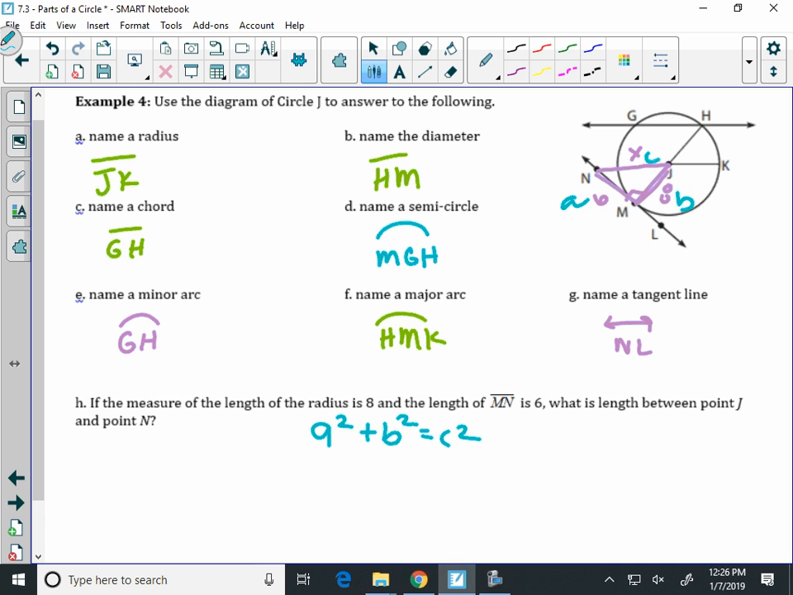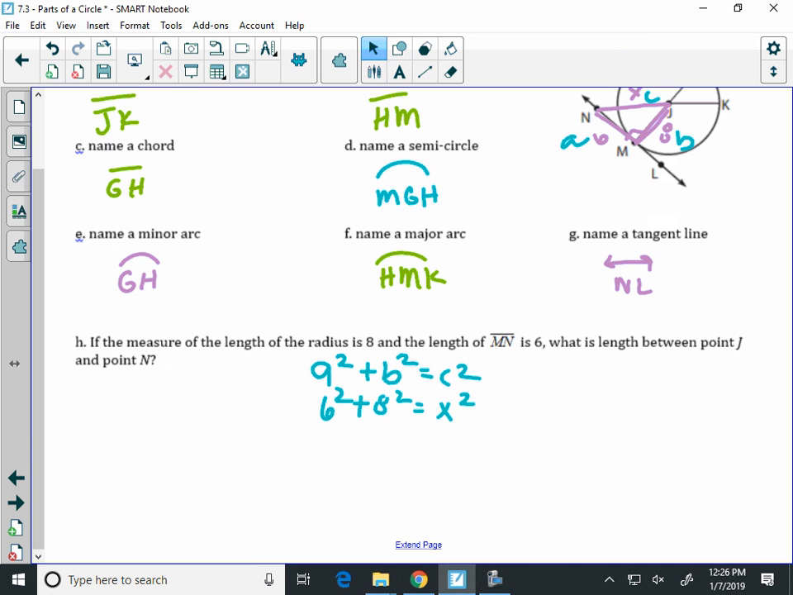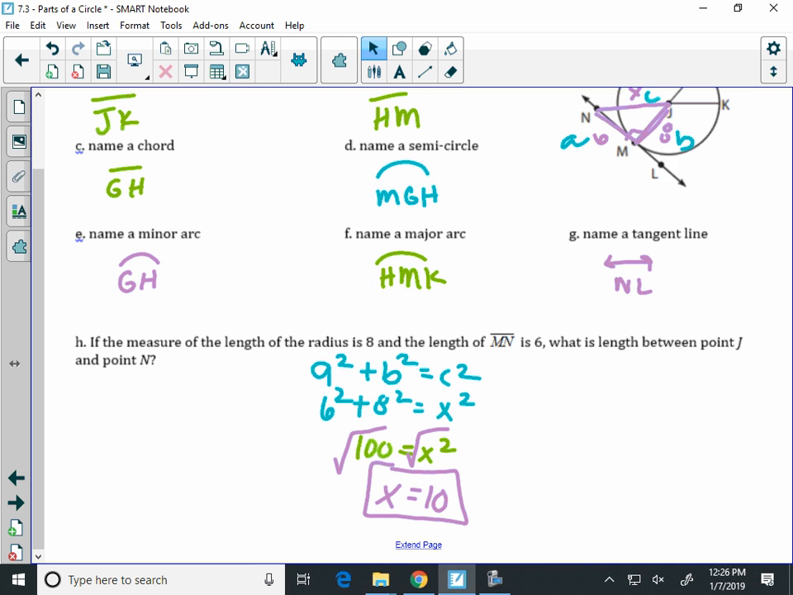So we plug it in, we get 6 squared plus 8 squared equals X squared. So what do we get when we do 6 squared plus 8 squared? 100. And then what do we have to do to both sides? Square root. And the square root of 100 is what? So the length of that line is 10, or the distance in between those 2 points.